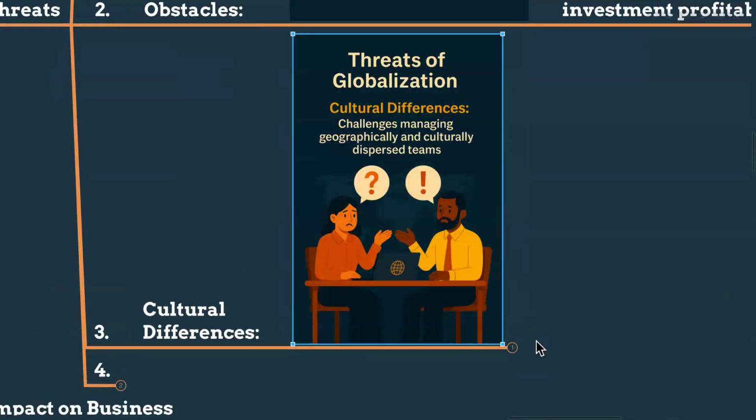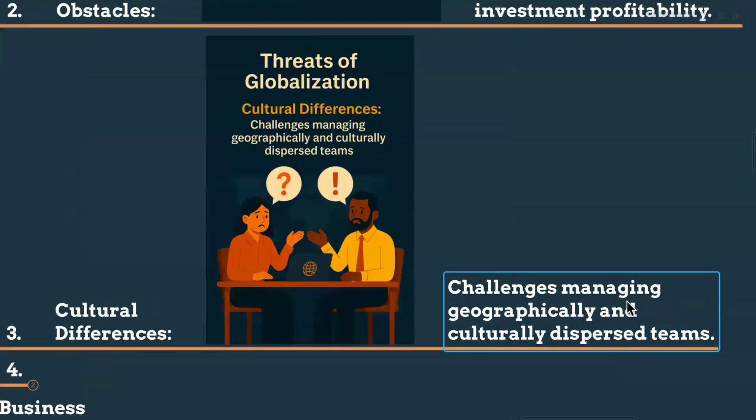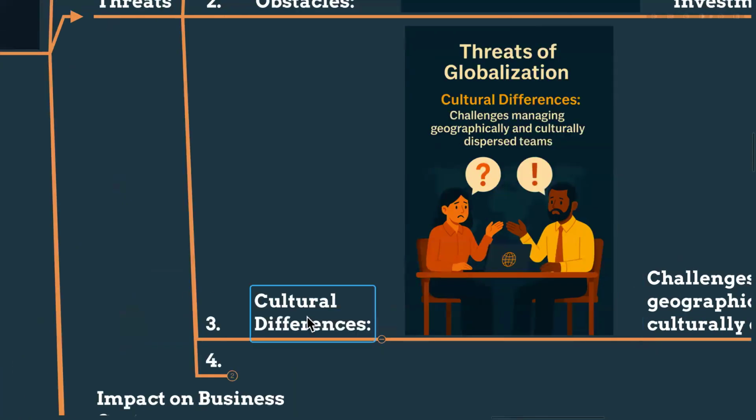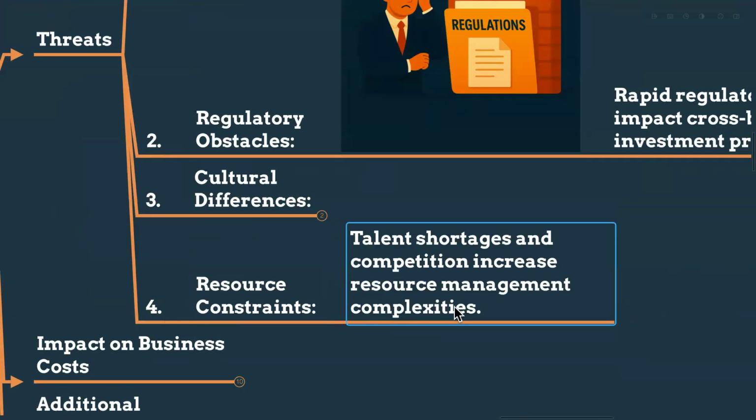We have to manage diverse teams. It's very challenging. Misunderstanding can occur. Challenges in managing geographically and culturally dispersed teams, with different work ethics and expectations, because different people are working in globalization. At the same time, resource constraints, talent shortage, and competition are increased because of global companies. Competition for skilled workers is now high. Everyone wants the best talent, right? Wages may increase. So the resource constraints.